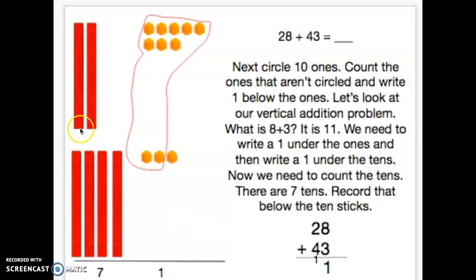So here I have 2 10s plus 4 10s plus one more 10. 1, 2, 3, 4, 5, 6, 7. I have 7 10s. So I'm going to record the 7 below the 10 stick.